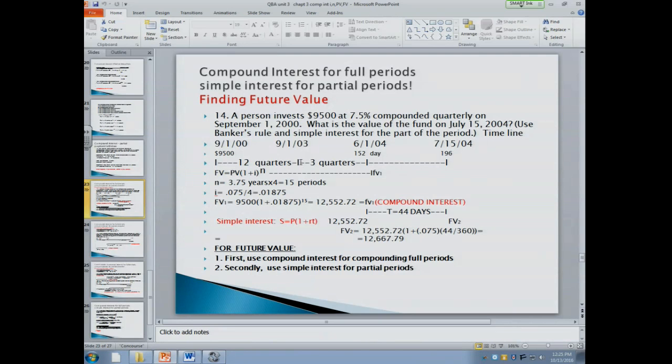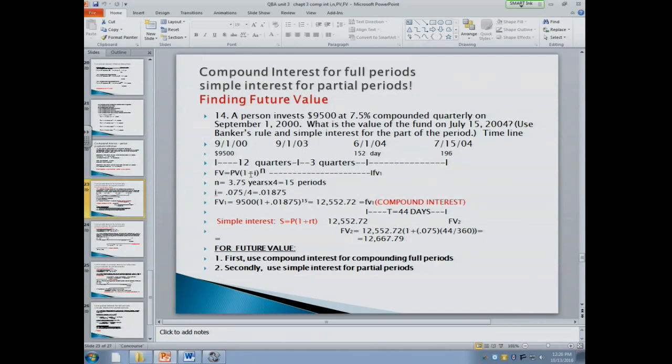Now we're going to count quarters from 9/1 to December 1 is 1 quarter. December 1 to March 1 is another quarter. March 1 to June 1 is a third quarter. So there's 3 quarters here.